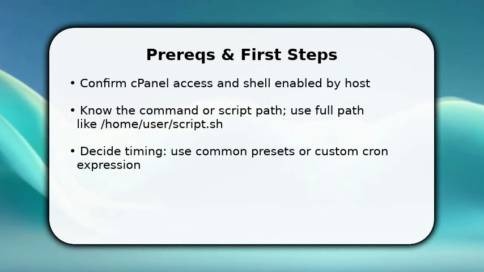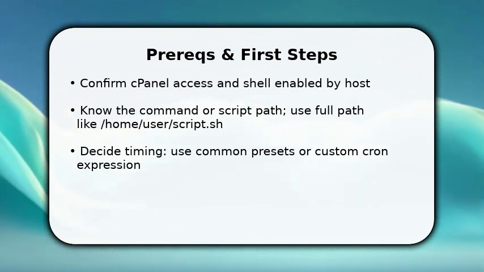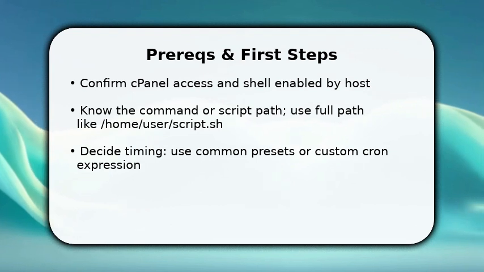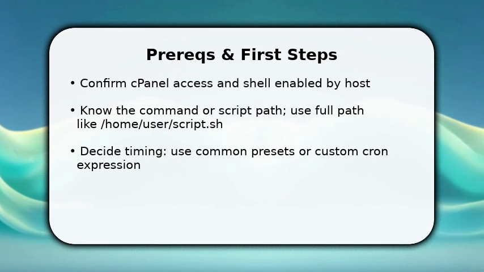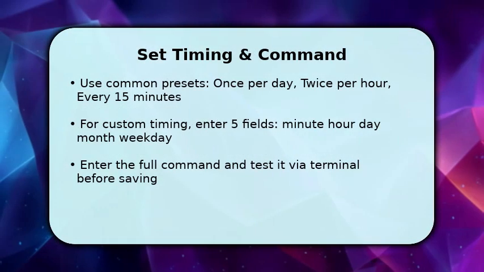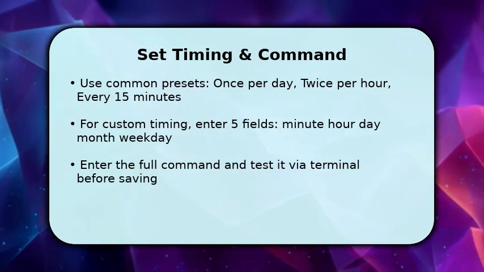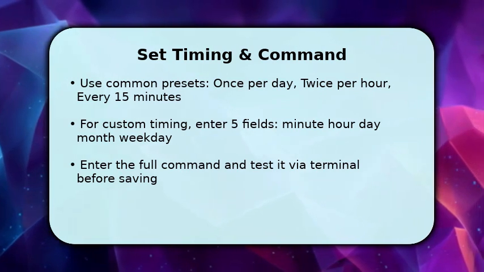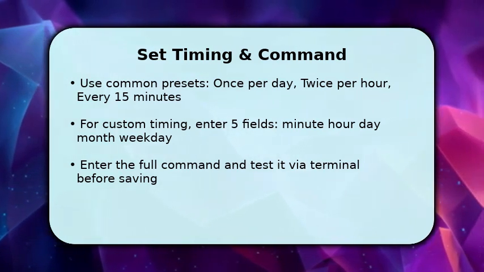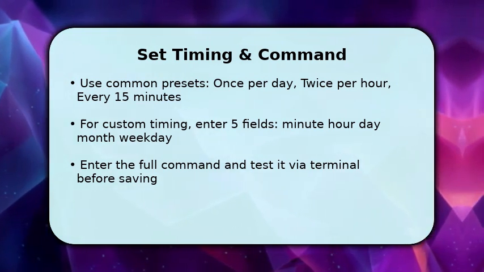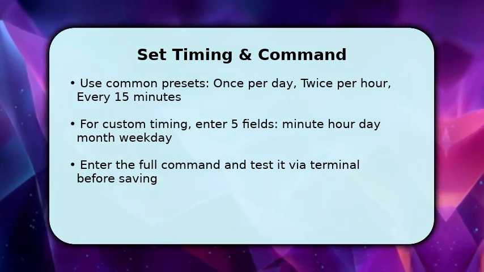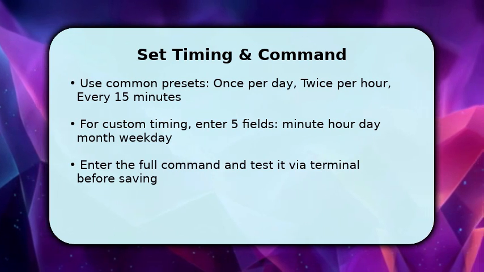For example, /usr/bin/php /home/user/public_html/cron.php. This starts the actual job creation. Now set the timing and enter the command. Choose a preset like once per day for daily tasks, or select custom and fill minute, hour, day, month, and weekday fields. For example, 0 2 * * * runs at 2:00 a.m.